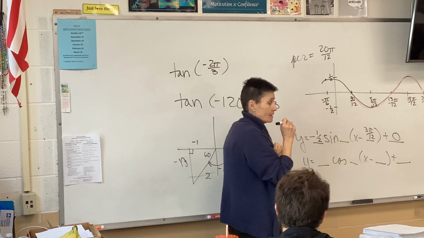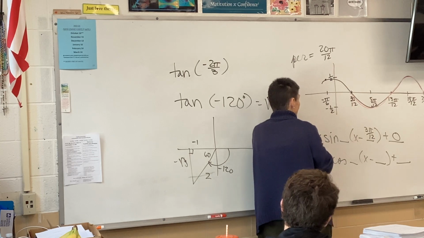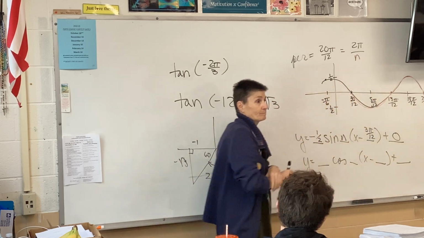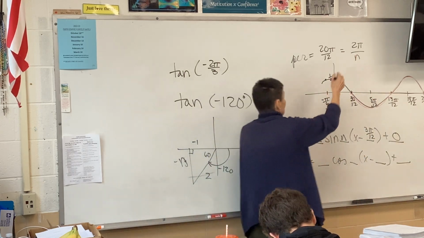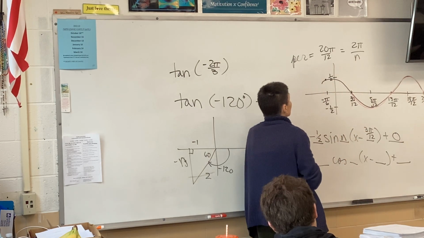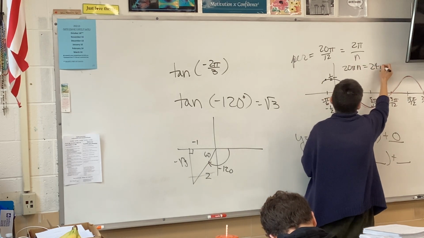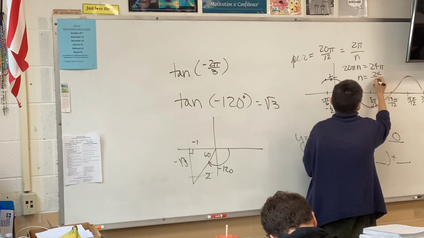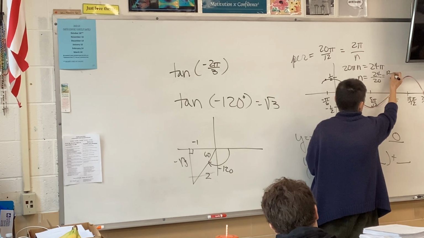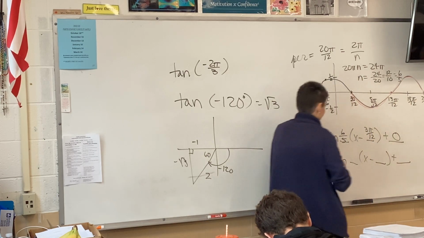Now, given the equation, we find period by taking 2 pi and dividing it by that number. So 2 pi divided by that number has to be 20/12. So let's cross multiply here. So 20 pi n equals 24 pi. So did you get, what is that? 6/5? Did you get 6/5? Anybody else get that?